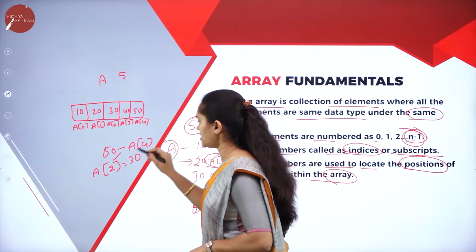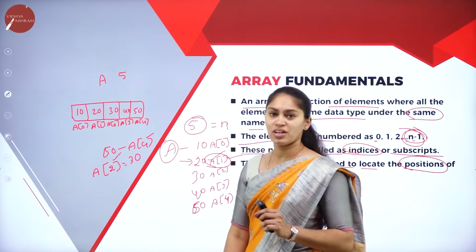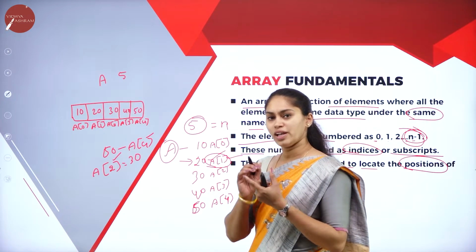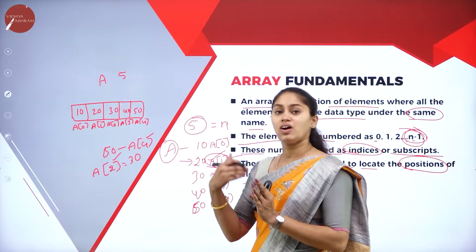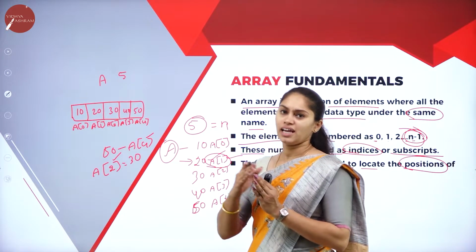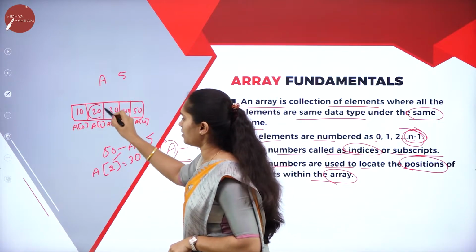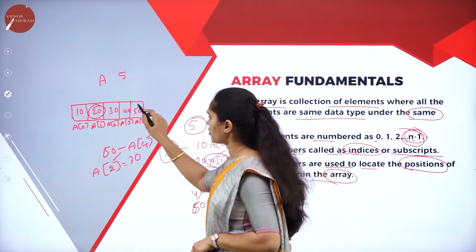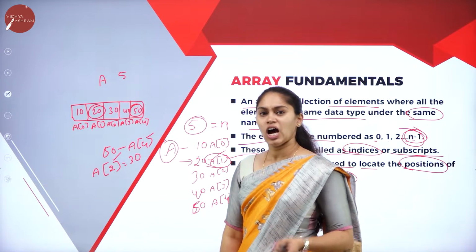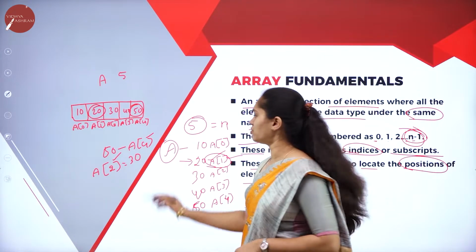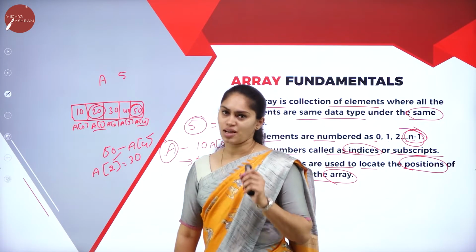Okay. So these numbers, the subscript, are going to return the position or location of an element in an array. So in the 5 elements, what is the location of the element 20? Then what is the location of the element 50? How can I get to know that? With the help of these indices or subscripts.